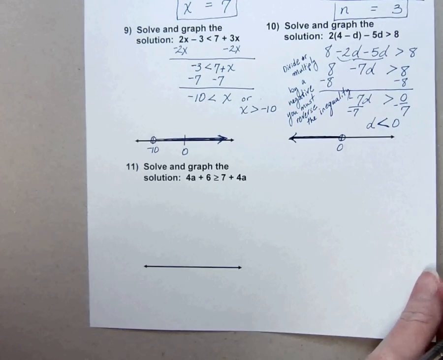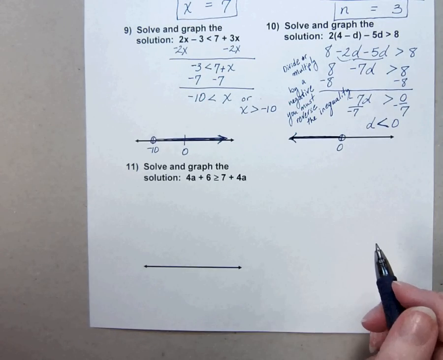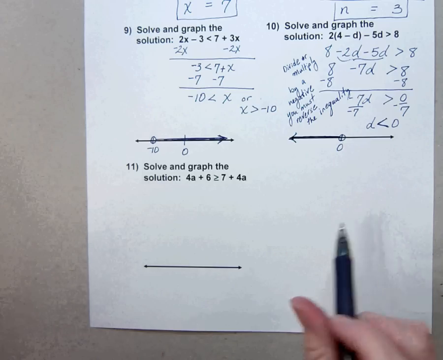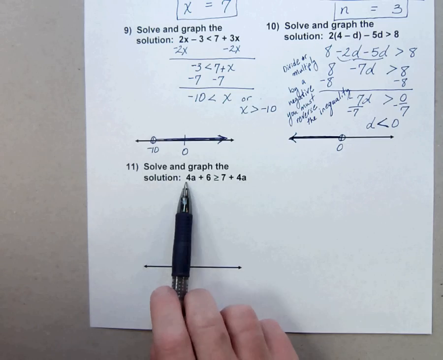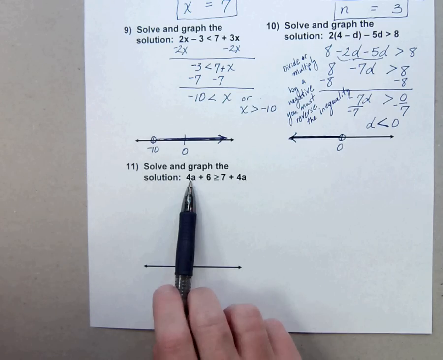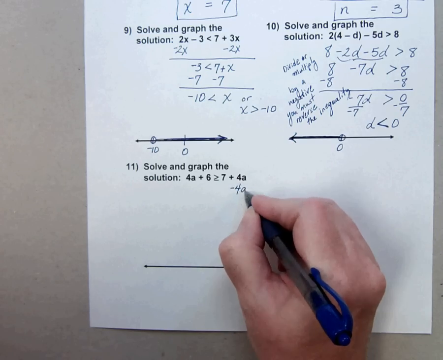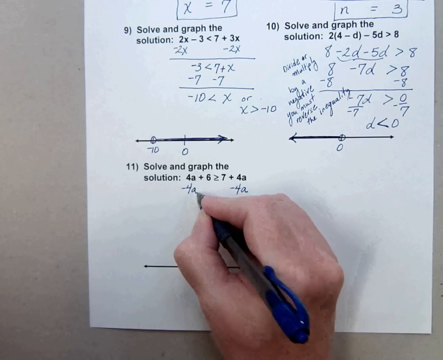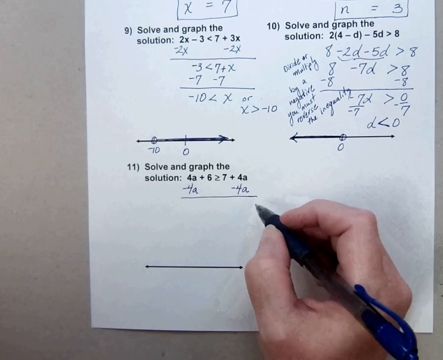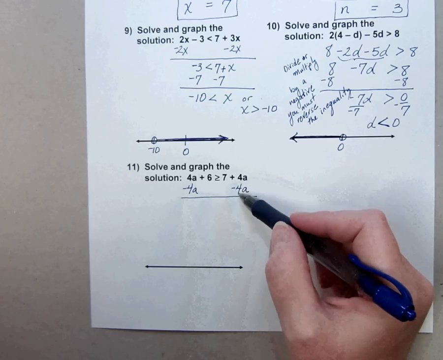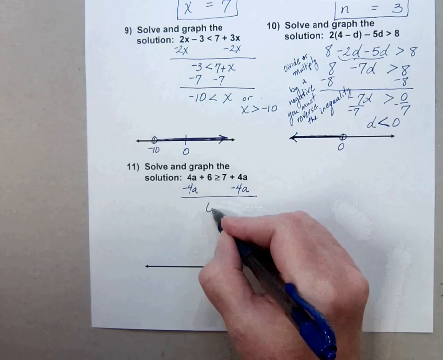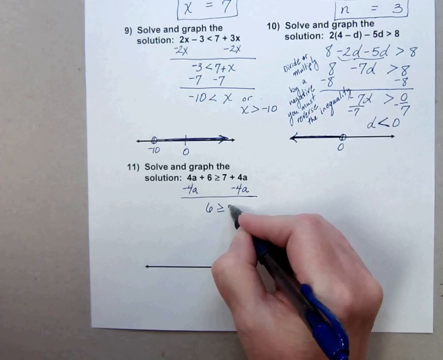Alright, number 11. On this one, again, we're going to have to get the variable terms together on one side. Now this is an interesting one, because if you start by moving your 4a on either the left or the right side, look what happens. That becomes a 0, and so does that. So what's left is 6 is greater than or equal to 7.